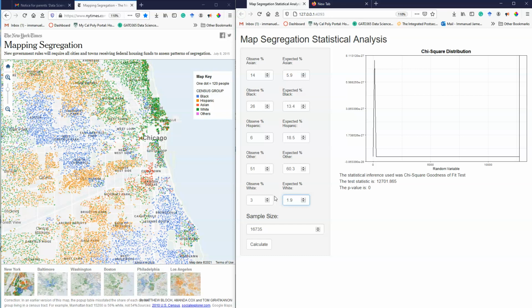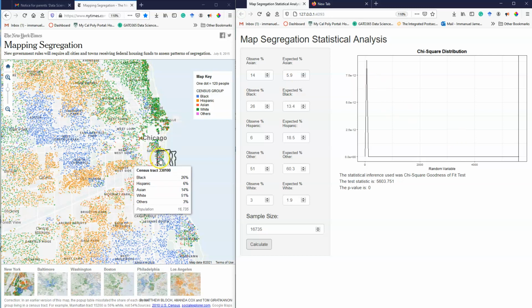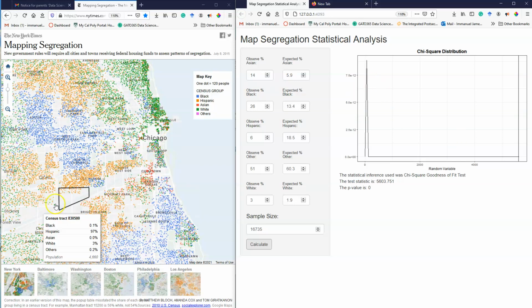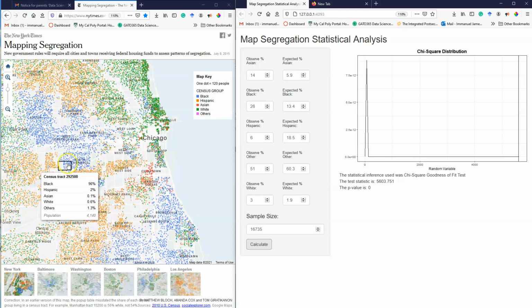So what do you all think? Do you think we're going to have a small test statistic or a large test statistic? I would argue it's going to be large, not as large as this, but still large. Let's see. 5,603, and our p-value is essentially still 0. So this census block does not match the demographics of the country. What's really interesting is that I tried to choose a block that seems diverse. None of these other blocks are like that. It's very, very segregated. Okay, that's it.